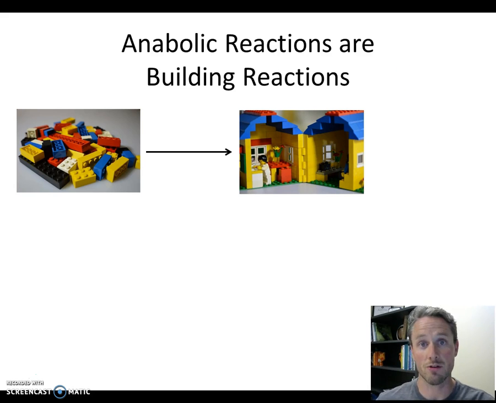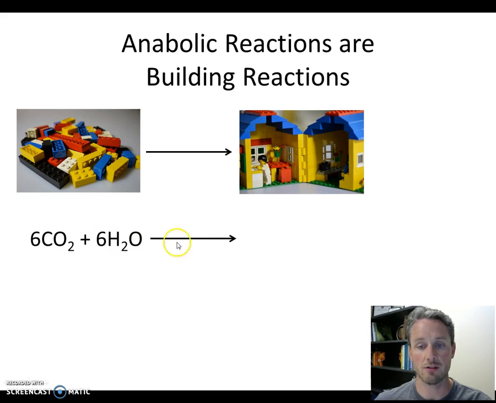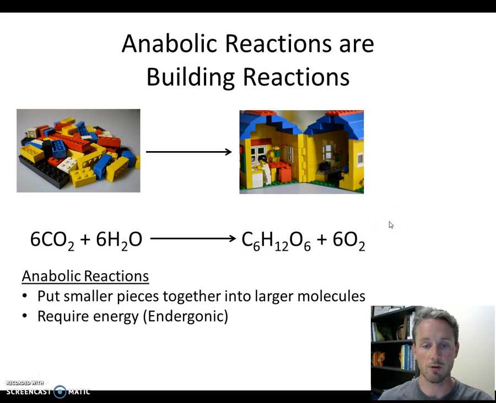Let's think of an example that's more directly related to biology. When we talk about photosynthesis, we'll be thinking about this exact chemical reaction. We're going to take 6 CO2s and 6 waters, and do a chemical reaction. We're going to put them together into one glucose molecule and some oxygen. So we're taking 6 of these carbon dioxides and putting them together into one glucose molecule. We're taking several small pieces and putting them together into one larger molecule. So anabolic chemical reactions are chemical reactions that take smaller pieces and put them together into larger molecules.